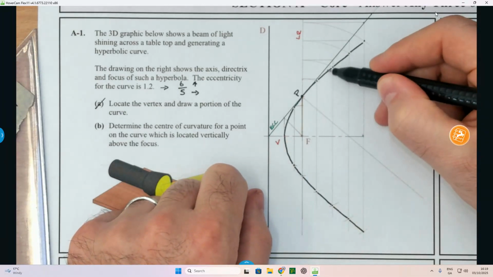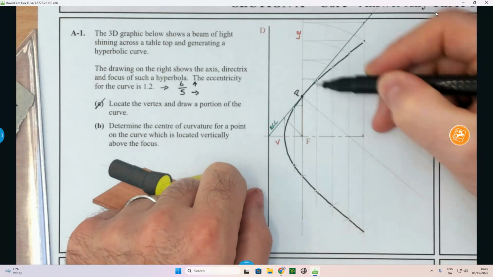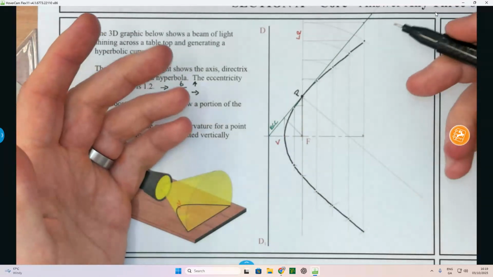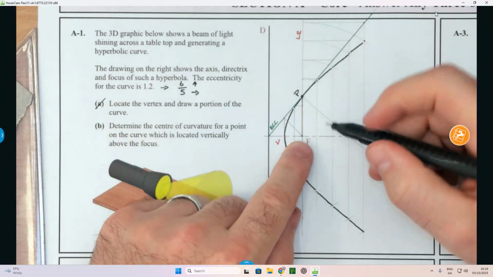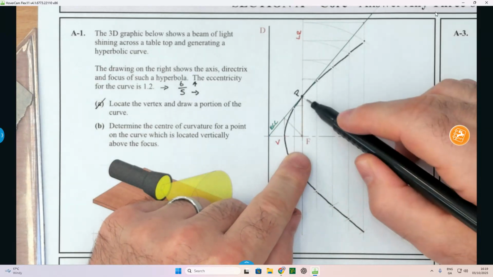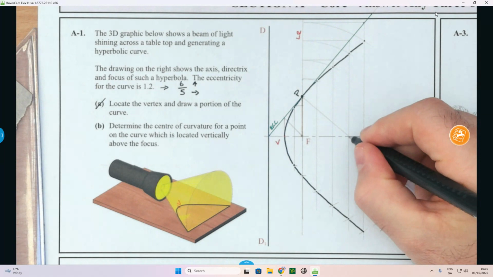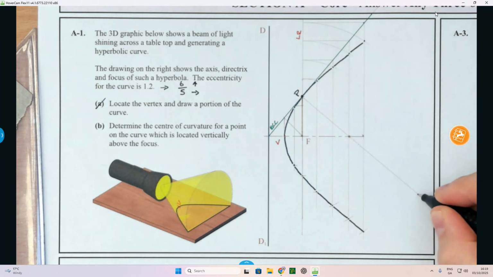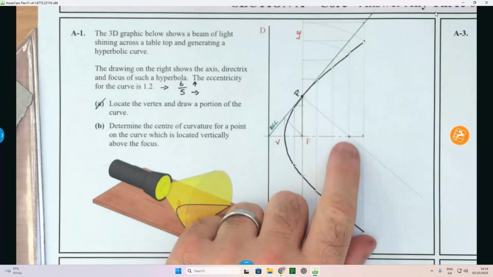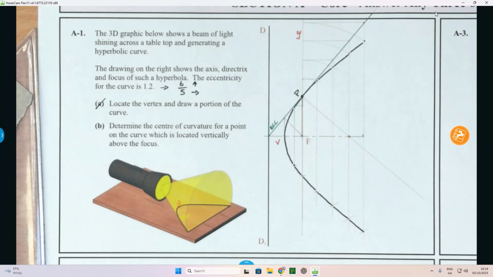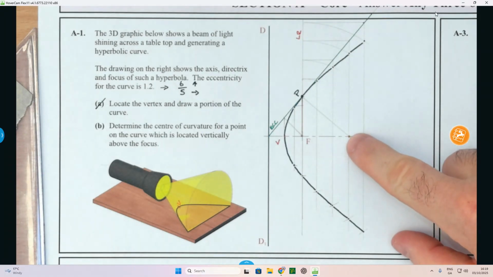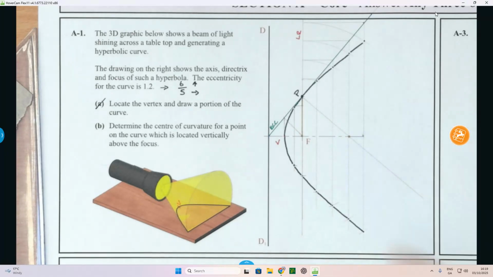It doesn't matter if the point was here, I'd follow the same principle, but in this case it just happens to be vertically above it. And then from that point I go perpendicular to the line of eccentricity and I extend it out. Now I'm after finding a specific point right here, where that line goes perpendicular and where it intersects the axis. I now want to go perpendicular to that line where it intersects the axis. I want to go perpendicular to that line to intersect this line.